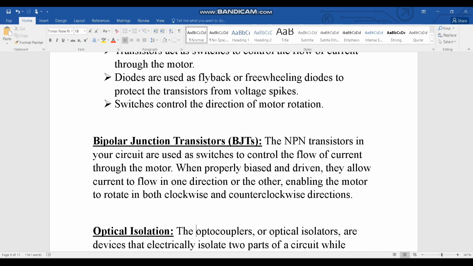Remember, not only the switches are being used to control the flow of current. Here, BJTs, transistors, are also being used in controlling the direction of the motor.